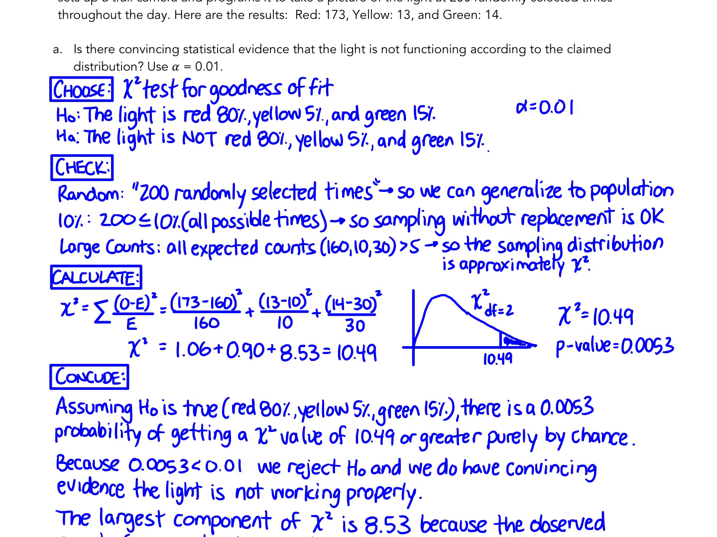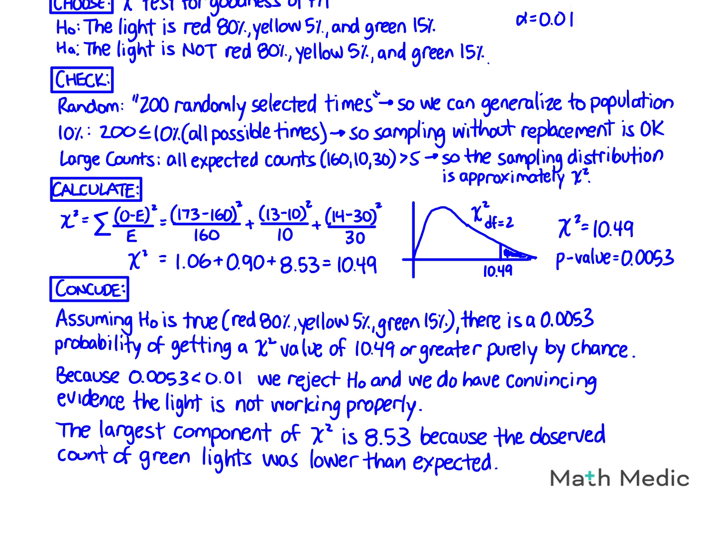You do need this chi-square value, the p-value, and the graph from your calculator. The graph, I don't think looks like this. It should have been very skewed to the right with probably nothing shaded because the p-value was so small. So then we would show that our p-value is less than alpha. We reject the null, and we do have convincing evidence the light is not working properly.